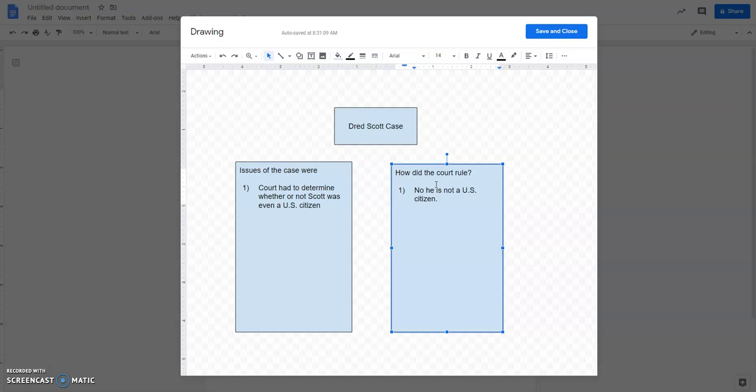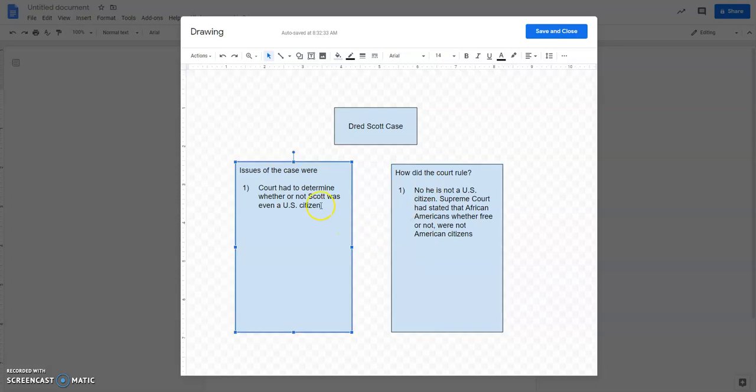So make sure you add that in as well. Supreme Court had stated that African Americans, whether free or not, were not American citizens. That is their argument, or at least that's what the majority had ruled in this case.